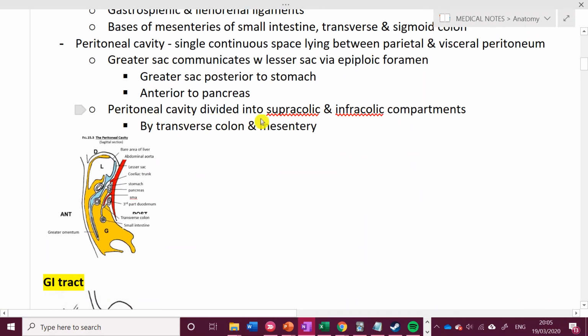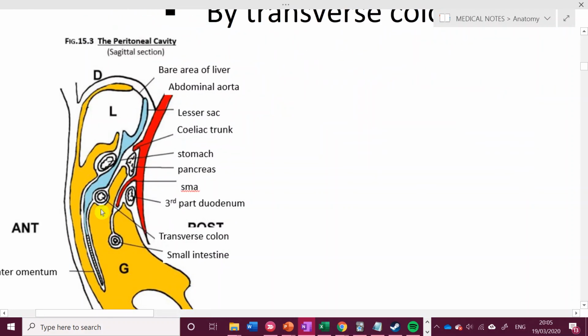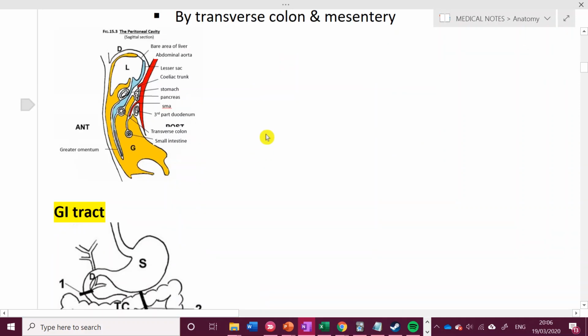The peritoneal cavity is divided into supracolic and infracolic compartments by the transverse colon and its mesentery. So the transverse colon is here, and this is its mesentery, which is formed by the visceral peritoneum that surrounds it, and then that's the supracolic, so above, and then the infracolic compartment below of the peritoneal cavity.